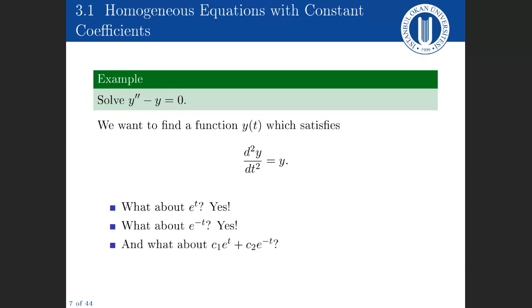What about a linear combination of these two functions? What about c1 e to the power t plus c2 e to the power minus t? Does this satisfy the equation? What do we get if we differentiate this 2 times? The answer is we still get the same function. In fact, this is actually the general solution to y double prime minus y is equal to 0. We have 2 functions and 2 constants.